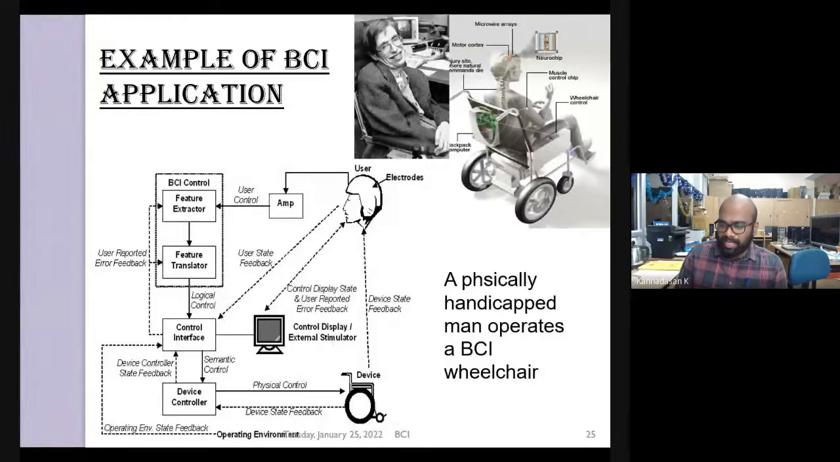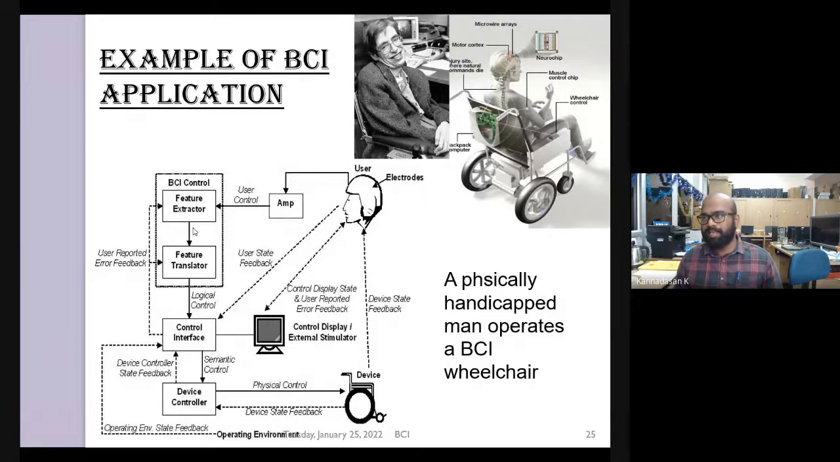A physically handicapped man operates a BCI wheelchair. First we can start with the user. The user will have electrodes and signal will be generated. It will be going into the amplifier. From the amplifier, a BCI control will be there. In that, I'll extract the features, and once features are extracted, I'll be giving it to a control interface.